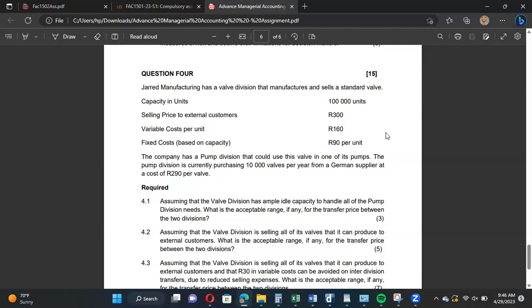So the least that you can do is to help them recover their incremental production cost, which is the variable cost per unit, right? So in the normal sense, it should be the variable manufacturing cost per unit. And then of course, the fair maximum price is 300 Rand. You don't want to sell this to them at a price that is higher than 300 Rand, because they can as well then buy it elsewhere, right? So it's not fair for you to do that to them. So this is the acceptable range between 160 and 300. Right? Let's put that down.